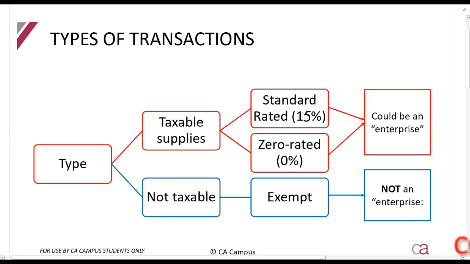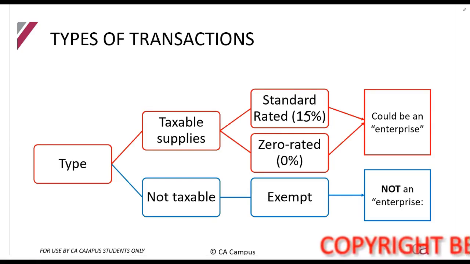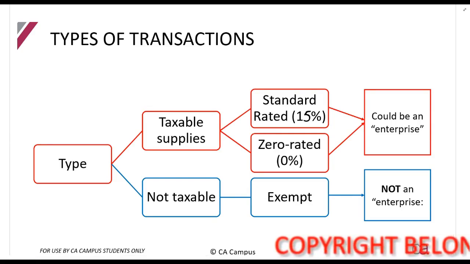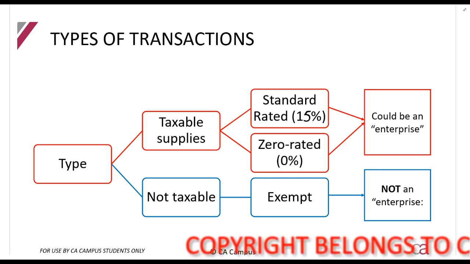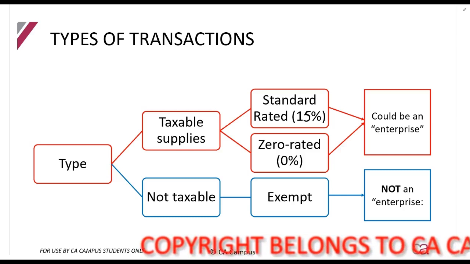We are now going to look at the different types of transactions. Now, we've already basically discussed this, and especially in the first recording where we quickly went through the different effects if a person makes a standard rated, zero rated or exempt supply. So now we're going to just focus on it.